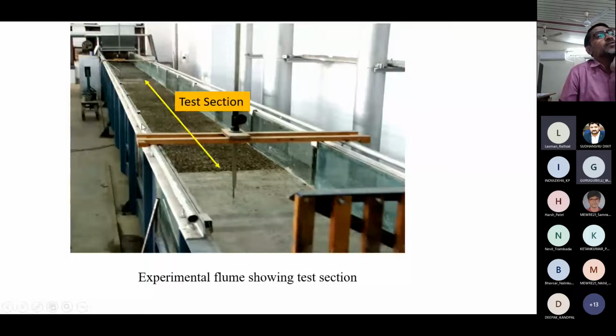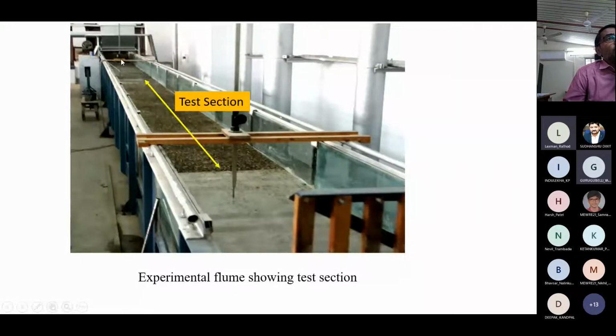So this sediment, a mixture of sand and gravel, was placed in equal proportion, and both were uniform in size. Sand was uniform in size with a median size of 0.27 mm, and gravel was also uniform in size, with a median size of 3.1 mm. Right? Both were mixed by weight in equal proportion, and then they were placed on this test section.